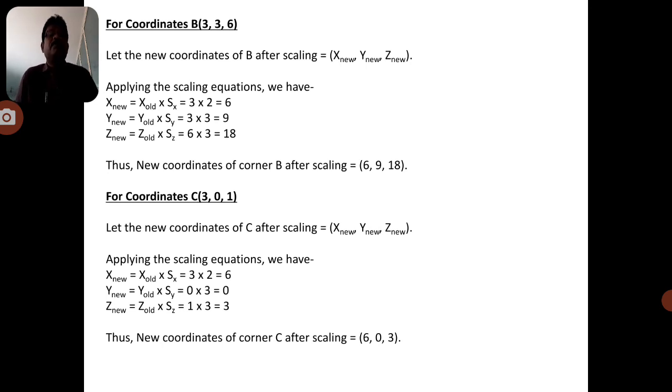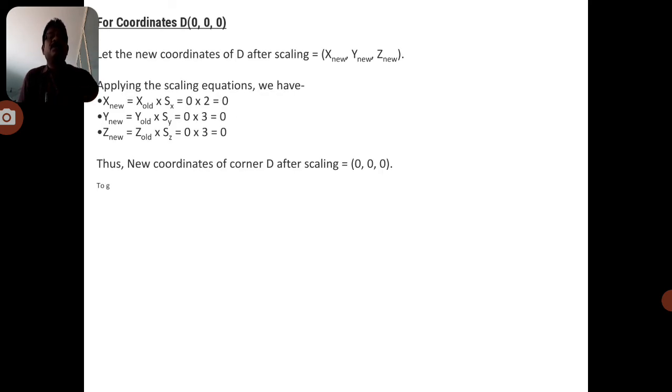And similarly we can find the coordinate C value also. C is 3, 0, 1, that is x value 3, y value 0 and z value 1, and the given scaling parameters Sx, Sy and Sz are 2, 3 and 3. So now we can substitute those values and finally derive the x new, y new, z new for the coordinate C. And similarly we can find the coordinate D.